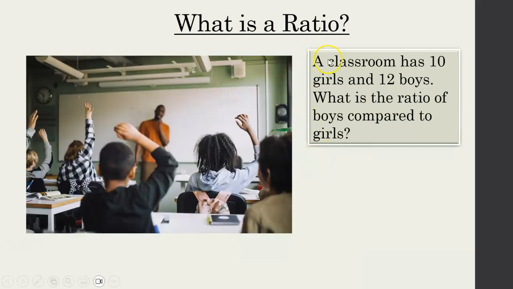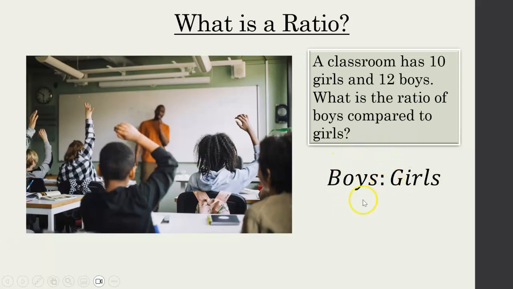Another example now, we'll use some numbers. A classroom has 10 girls and 12 boys. What is the ratio of boys compared to girls? So we're looking at the ratio of boys compared to girls. So we're looking at, remember, left to right, boys compared to girls. So if we were to write it out, it would be boys to girls, not the other way around.